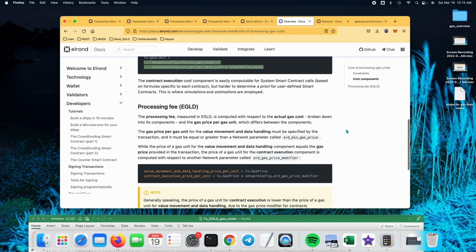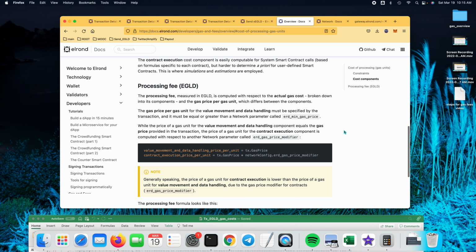Okay, processing fee. So there is a processing fee, and we're going to look at an actual transaction and see this processing fee right here. Measured in EGLD, it is computed with respect to the actual gas cost, broken down into its components, and the gas price per unit. So essentially they just go ahead and multiply that out for you.